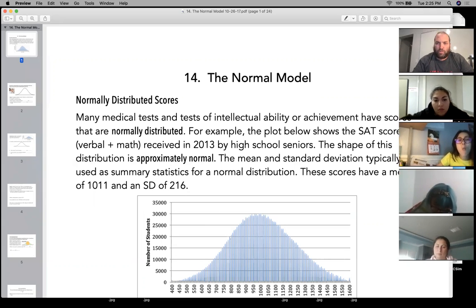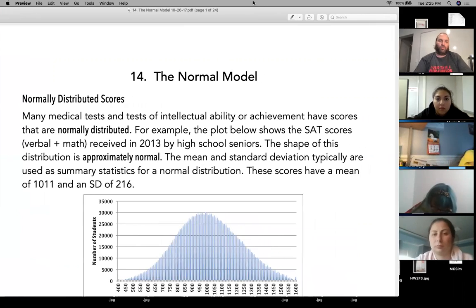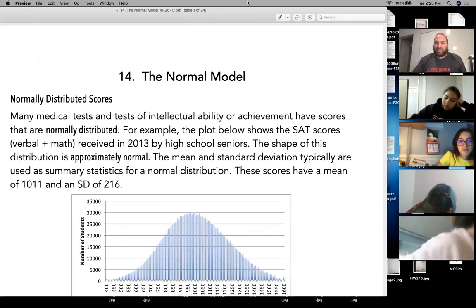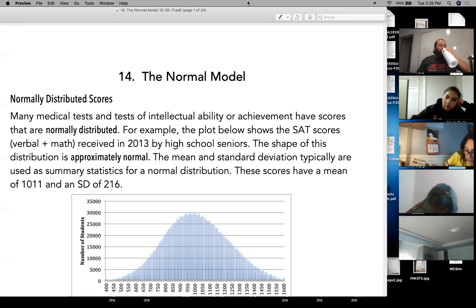So we have the normal model. The normal model is, without question, the most important distribution in statistics, for two reasons. One, in terms of occurrence, the normal model occurs all over the place in nature. And two, even distributions that are not normal, it's going to turn out, become normal.